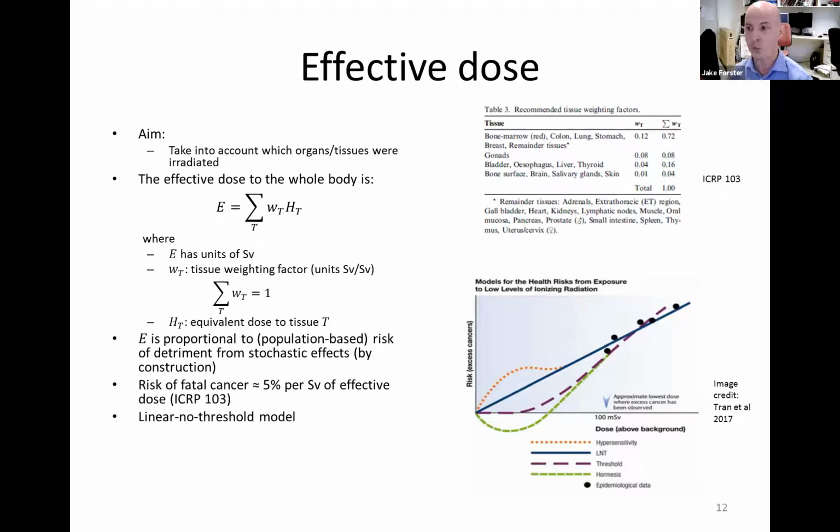And this kind of risk coefficient, or this risk model, actually comes from data from the atomic bomb survivors. And that data is actually only above about 100 millisieverts. And the extension of this risk model of 5% per sievert to below 100 millisieverts is called the linear no threshold model. But it's important to stress that this risk coefficient of about 5% per sievert of effective dose is a population-based risk. It's not actually the risk to any individual, any particular individual.